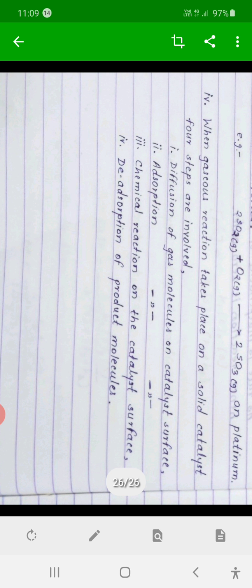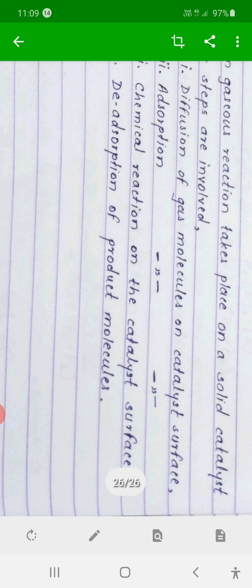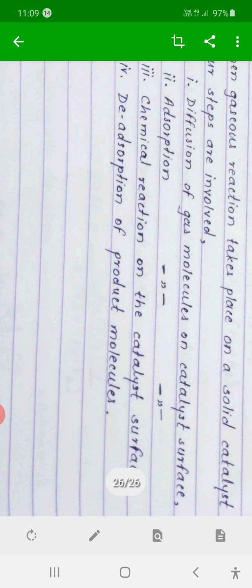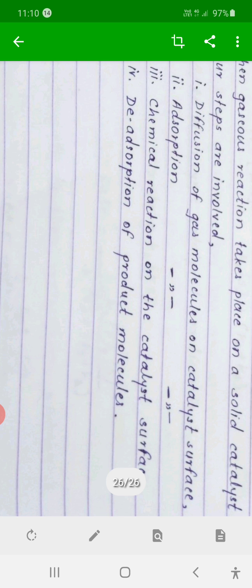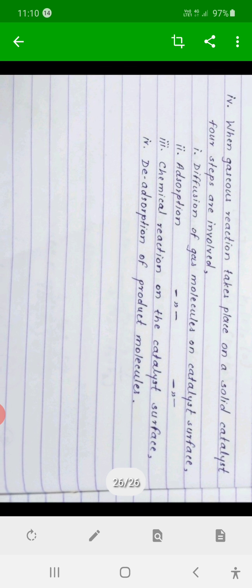When a gaseous reaction takes place on the surface of a solid catalyst, four steps are involved. First, diffusion of gas molecules to the catalyst surface. Second, adsorption of gas molecules on the catalyst surface. Third, a chemical reaction takes place among the reactant molecules on the catalyst surface. And fourth, desorption of product molecules from the surface.